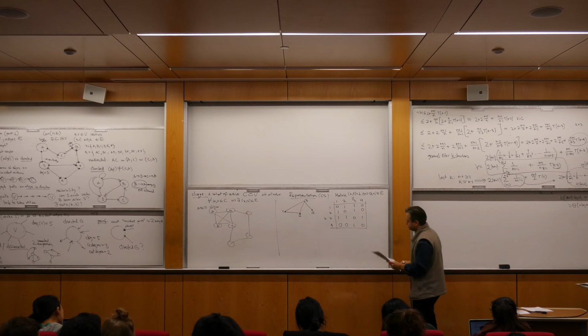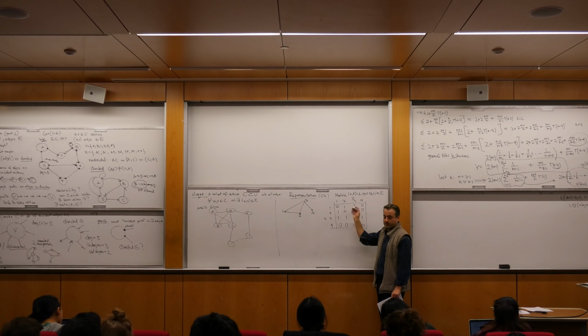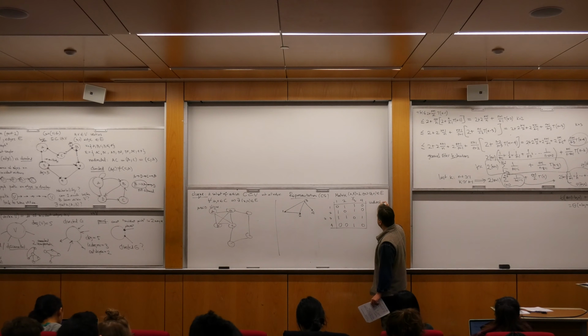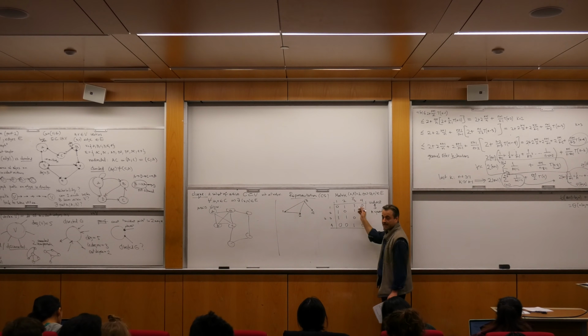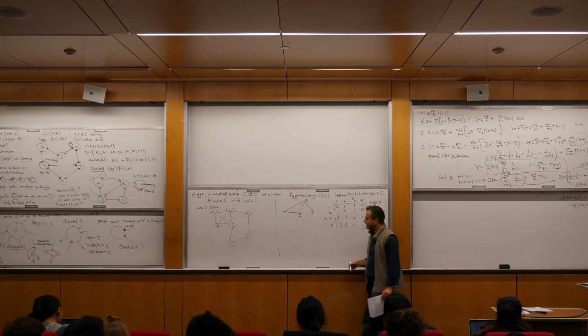It's like this, right? So I mark with 1s the edges that exist, and with 0s the edges that are not. If it's undirected, that means M is symmetric. This matrix has to be symmetric. This is an undirected graph.